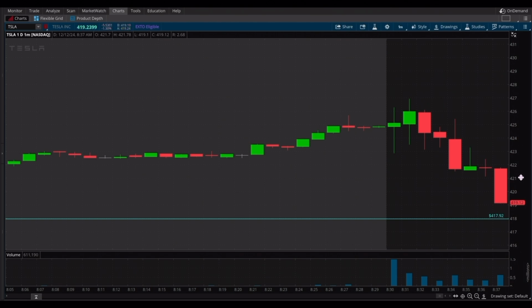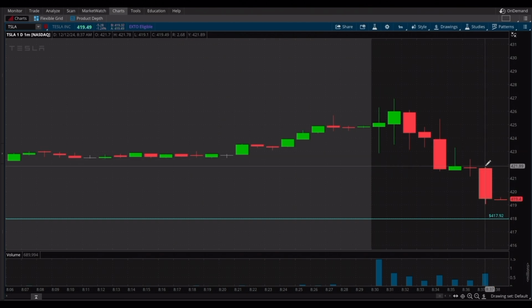Let's see. I don't know if it'll do it on this candle. It'll probably close at 419 and then hit 417 on the next one. I'm not 100% sure, but I know for sure it's going to hit the price target. Oh, for sure. It's definitely got to hit it on this candle.